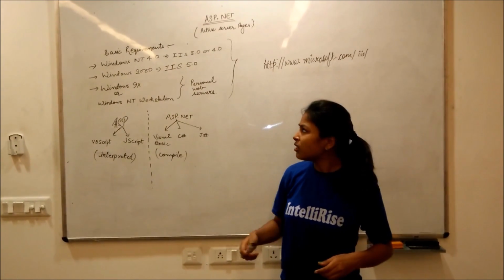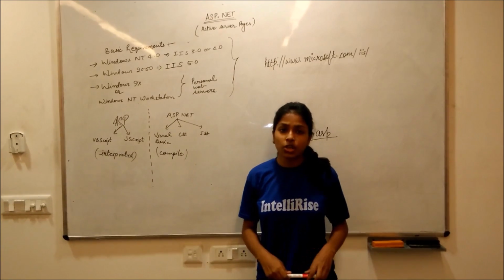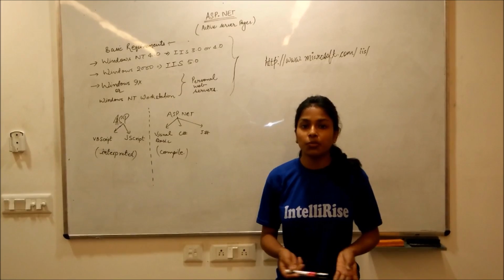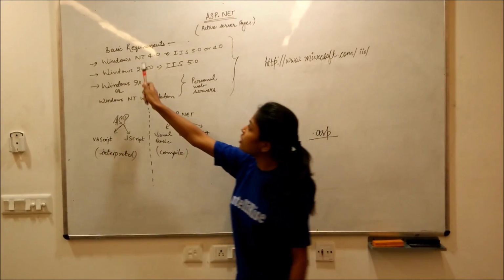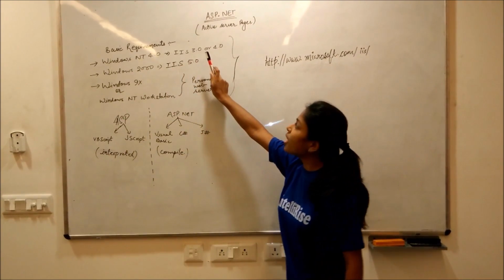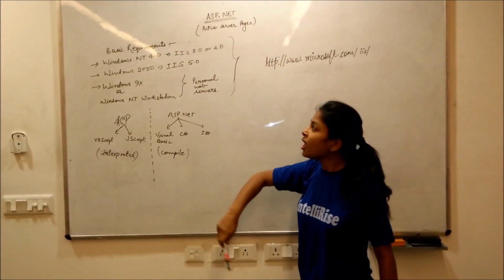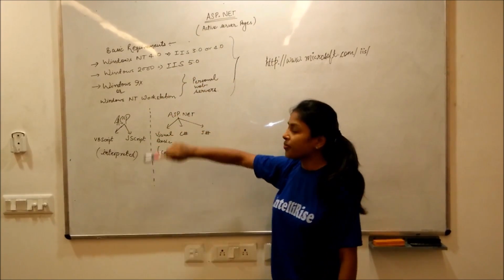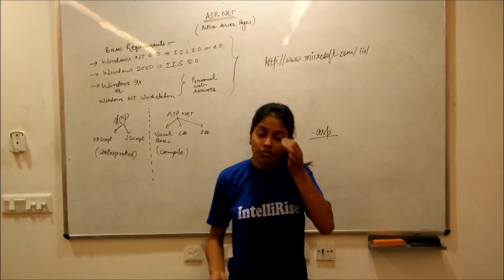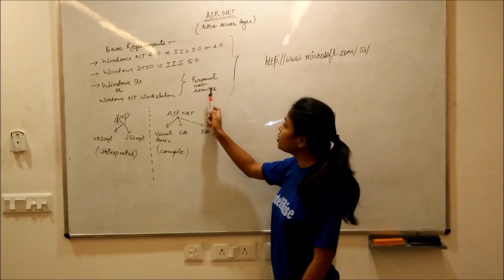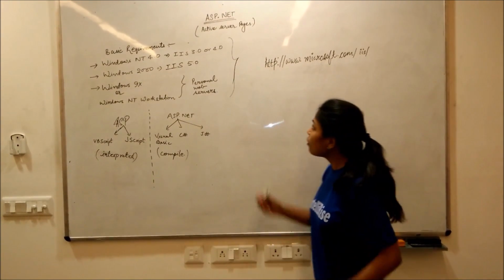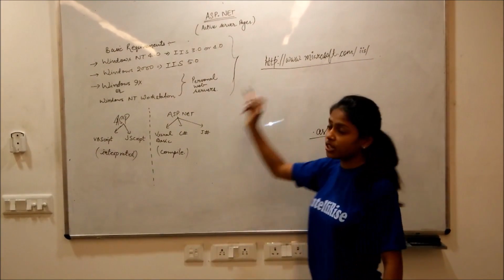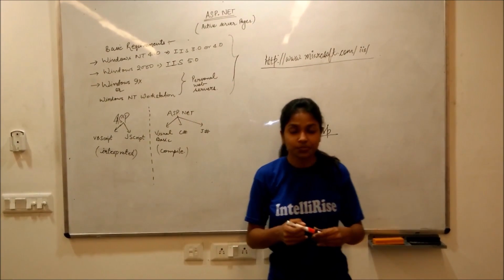For using ASP, there are some basic requirements. You should be running a Microsoft web server on your computer system. If you have Windows NT 4.0, then you can use IIS 3.0 or 4.0. If you have Windows 2000, then you can use IIS 4.0. And if you have Windows 9X or Windows NT Workstation, then you can use Personal Web Server. All of these products can be easily downloaded for free from the Microsoft website, www.microsoftweb.com.